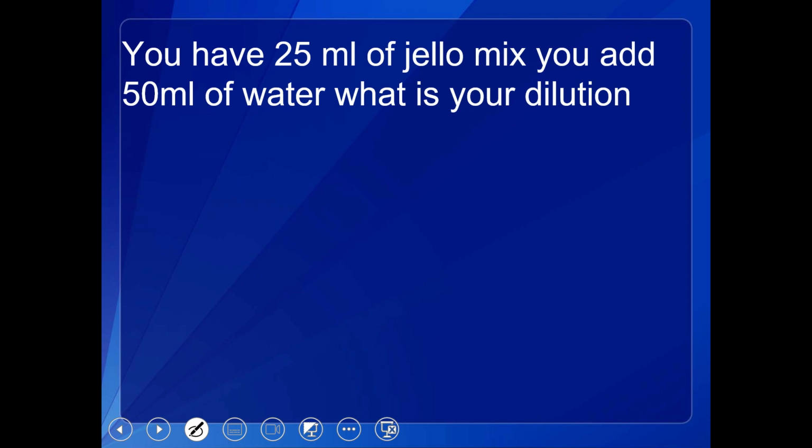So if you have 25 milliliters of Jello mix and you add 50 milliliters of water, what is your dilution factor? So let's write our equation. Now, let's figure out our volume initial. That's going to be your 25 for your solute.